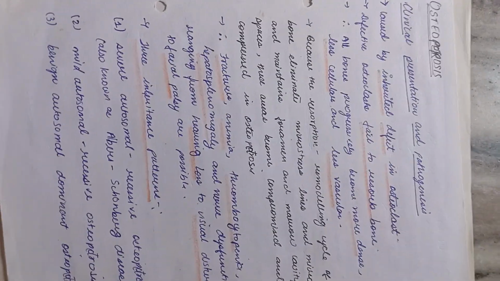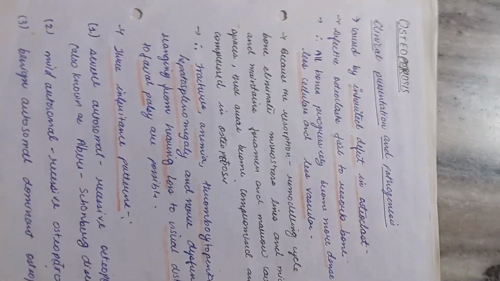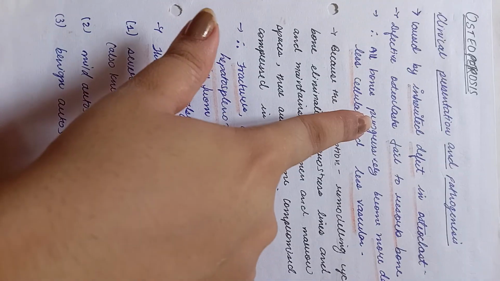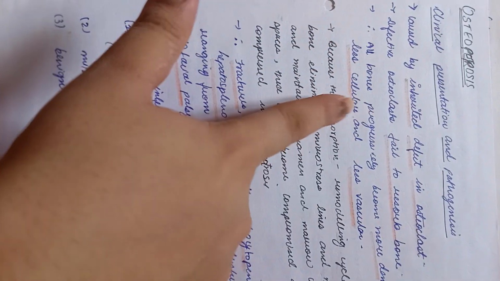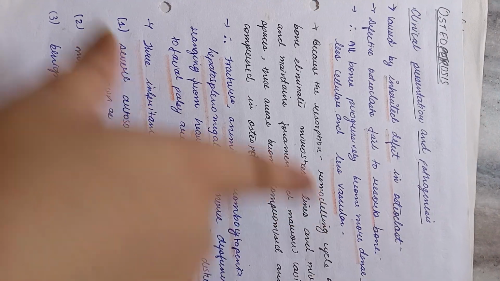So what happens in osteopetrosis? There is an inherited defect in osteoclast, so that defective osteoclasts fail to resorb bone. Therefore, all bone progressively becomes more dense, less cellular and less vascular.